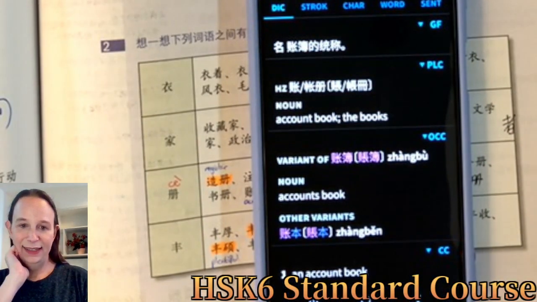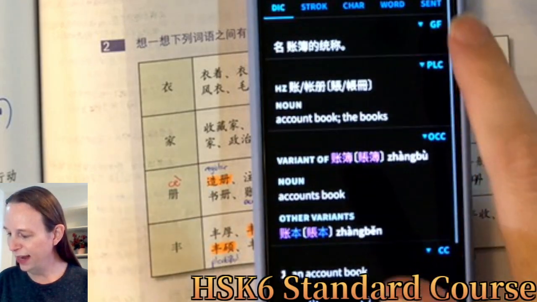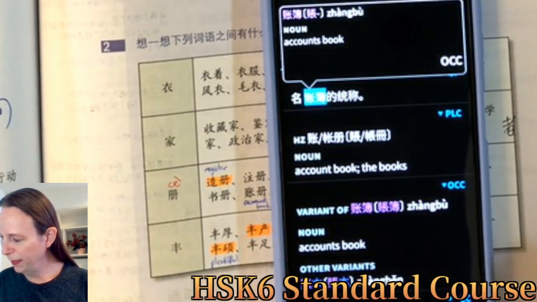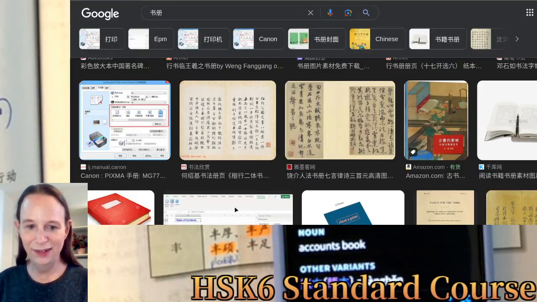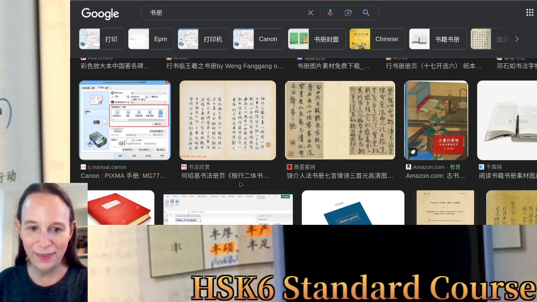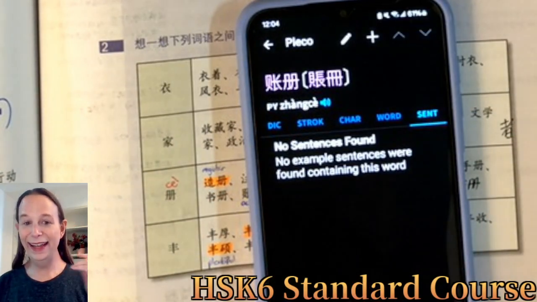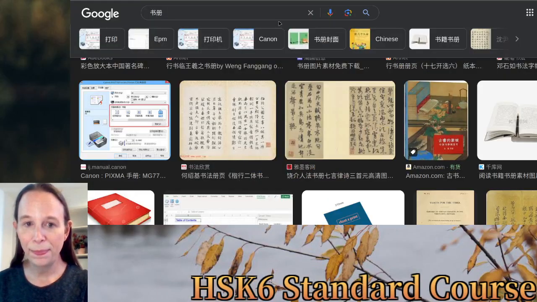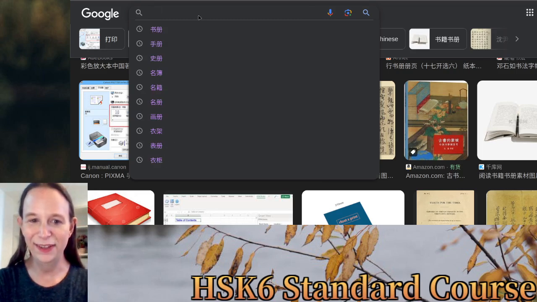This is an account in the sense of like you go to a bar and they add all the drinks to your account. Yeah, this one. 账簿. 账簿的总称. No, 统称. I don't know. Actually, how many examples? Okay, there are no examples. Sorry. Pleco gives me 0 example sentences. So that gives you an idea of how important this word is. Not very. I think they just wanted to put words on this page.